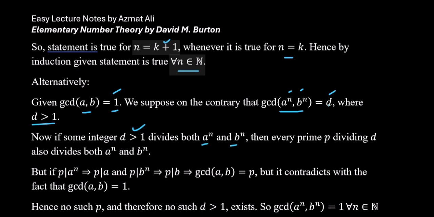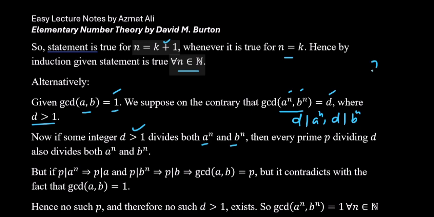By definition of GCD, if D is the GCD, then D must divide A raised to power n, and D divides B raised to power n. We also know a result: every positive integer greater than 1 has a prime factor.